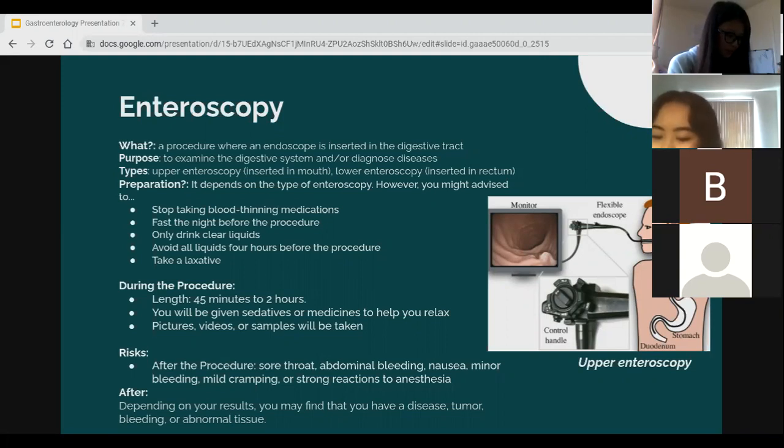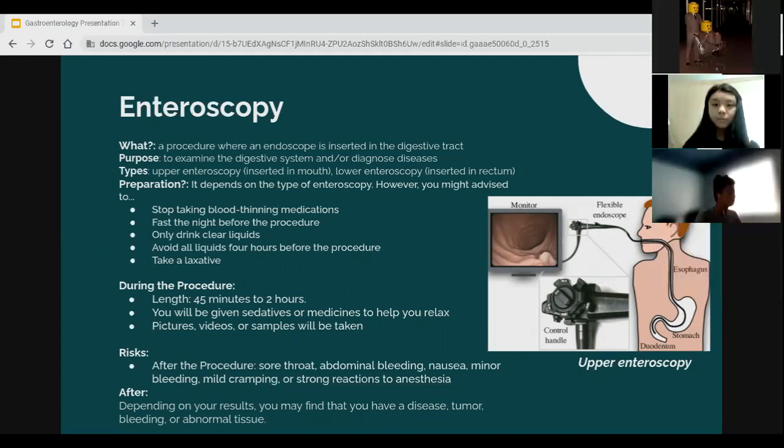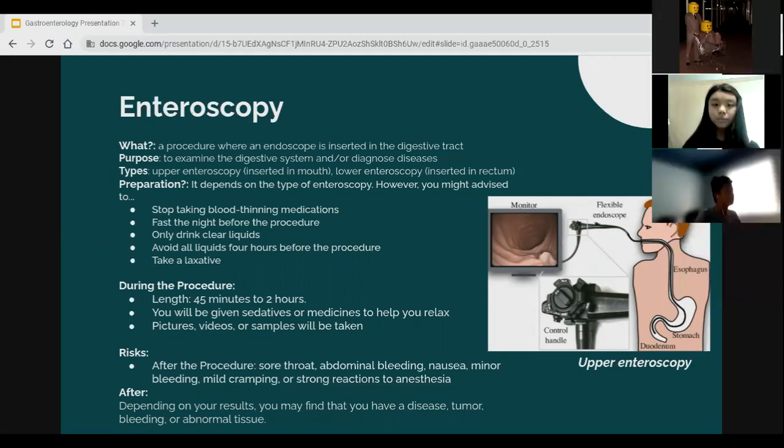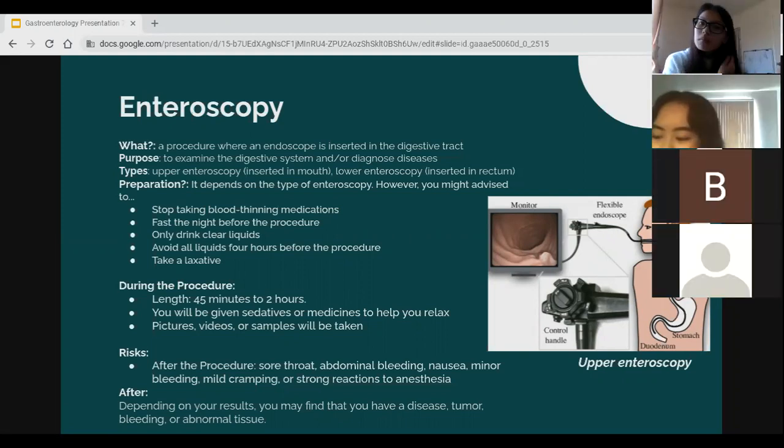The purpose of performing an enteroscopy is to examine the digestive system and possibly diagnose diseases we've mentioned before. Also, you can divide the types of enteroscopy into two types. One of them is an upper enteroscopy, where the endoscope is inserted into the mouth and it will be used to observe your throat to the upper portion of the small intestine. And you can see that procedure in the image to the right. The other type is a lower enteroscopy, where the endoscope is inserted into the rectum and it will be used to observe your lower digestive tract.